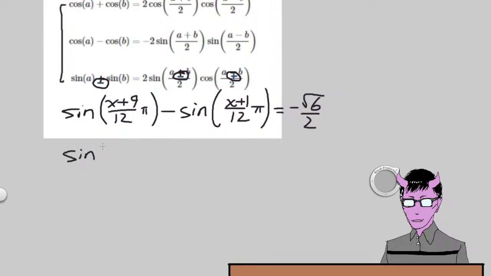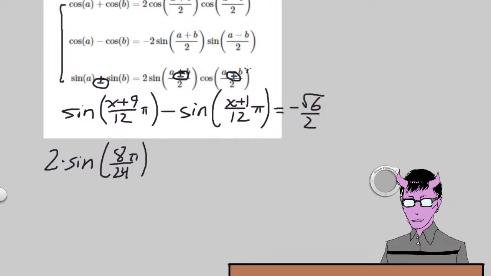So thus we have, let's go in order. Copy paste 2 from the algorithm times sine of a minus b over 2. So this one minus that one over 2. So x minus x gives us 0. 9 minus 1 gives us 8. Pi on the side. And then we have the 12, but we have this division by 2. So the 12 here becomes 24. And that looks good.